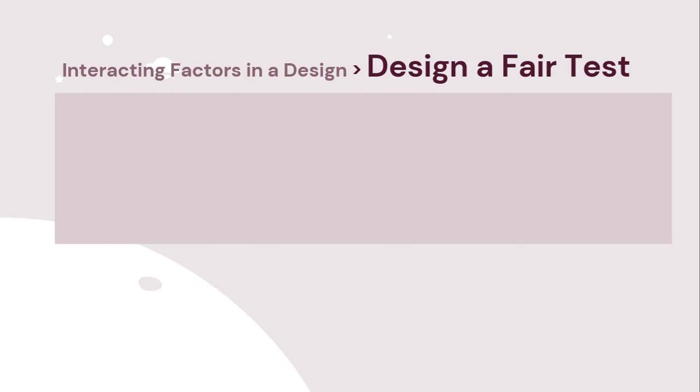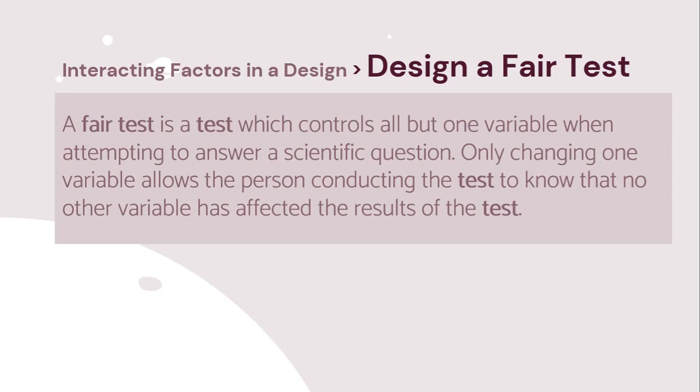So after that, you have identified your factors. You will then design a fair test. What is a fair test? A fair test is a test which controls all but one variable when attempting to answer a scientific question. Only changing one variable allows the person conducting the test to know that no other variable has affected the results of the test. What does that mean?